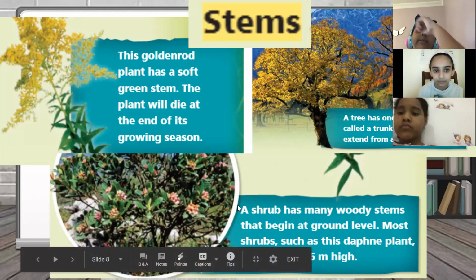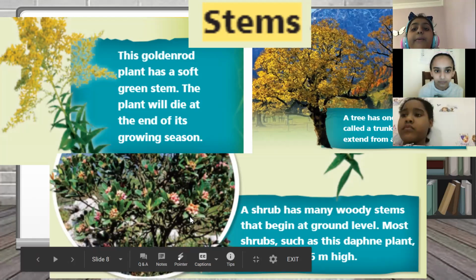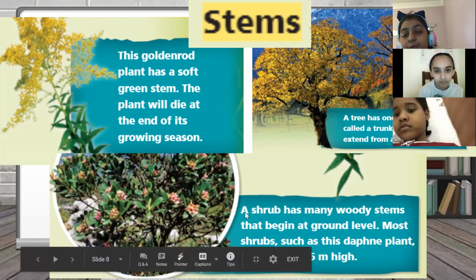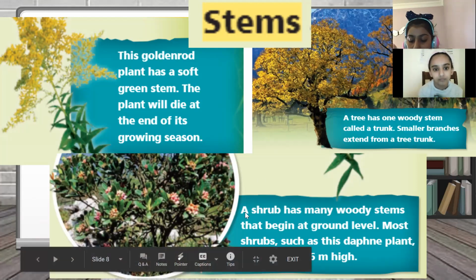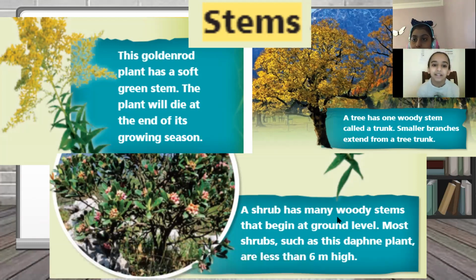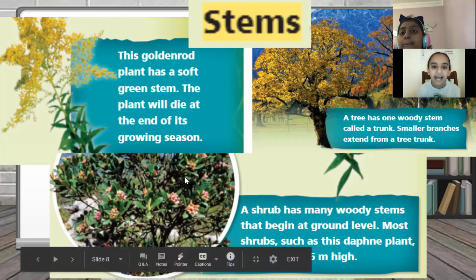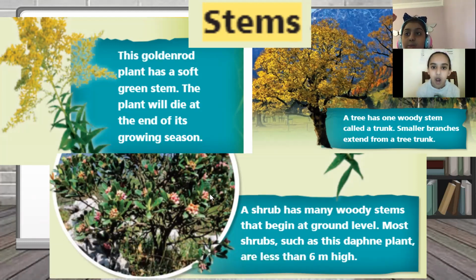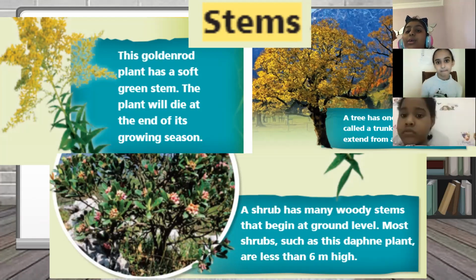Can there be a trunk on a plant? No, a trunk is only on a tree. If it's a little bit thick, I will call it a shrub. A shrub has many woody stems. Look at this plant, it's called a shrub. So any plant that has wood like the tree is called a shrub?